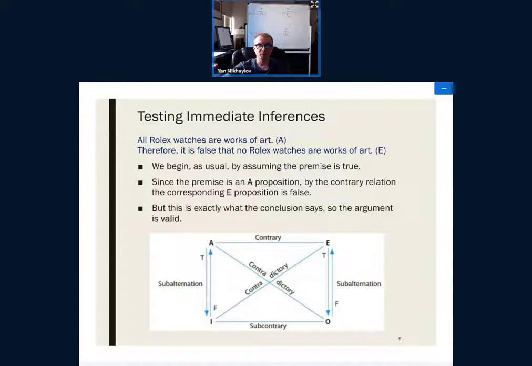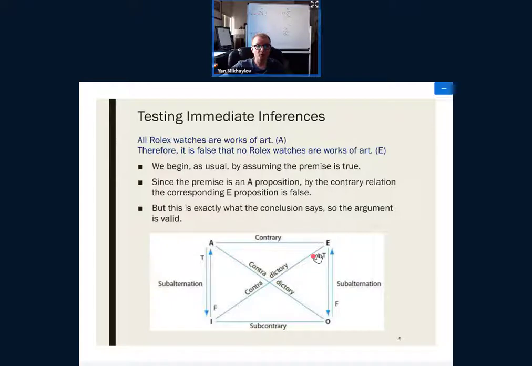So, testing immediate inferences. An example. You are given an inference: all Rolex watches are works of art. Therefore, it is false that no Rolex watches are works of art. We start just like we did last time. We are finding where we are on a square. Where are we on a square? A. Right? All Rolex watches are works of art, so we are at A. Where are we going on a square? "No Rolex watches are works of art," E.